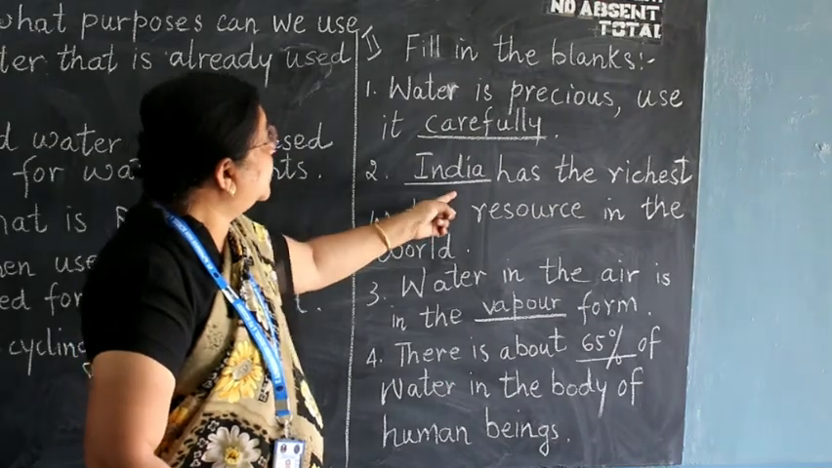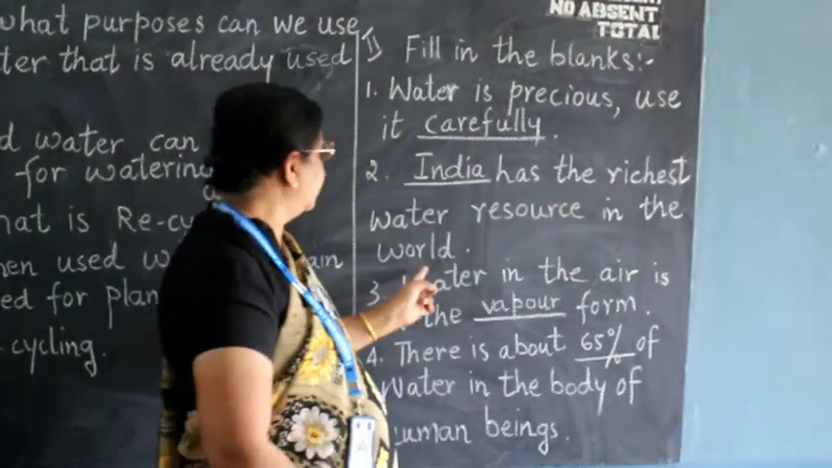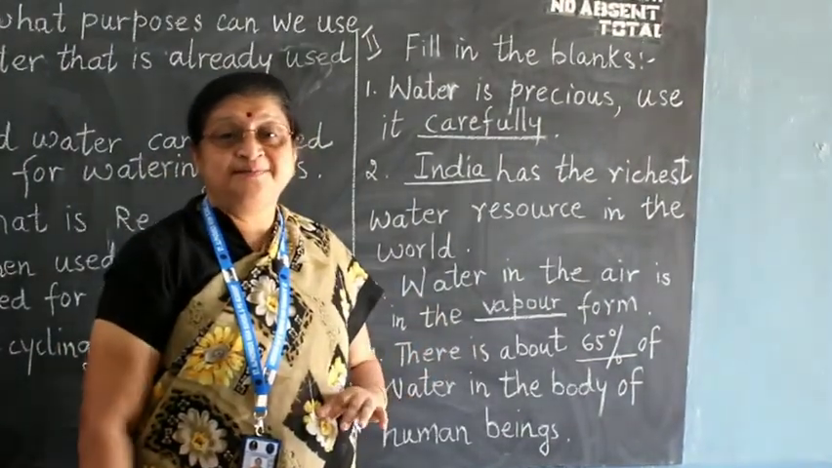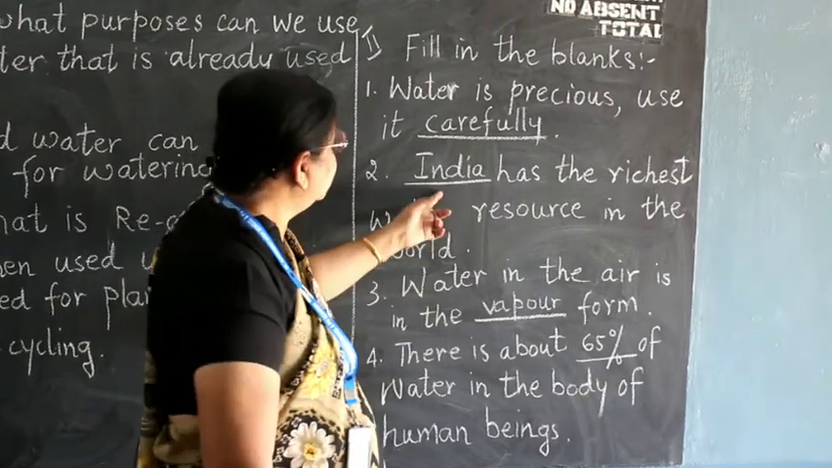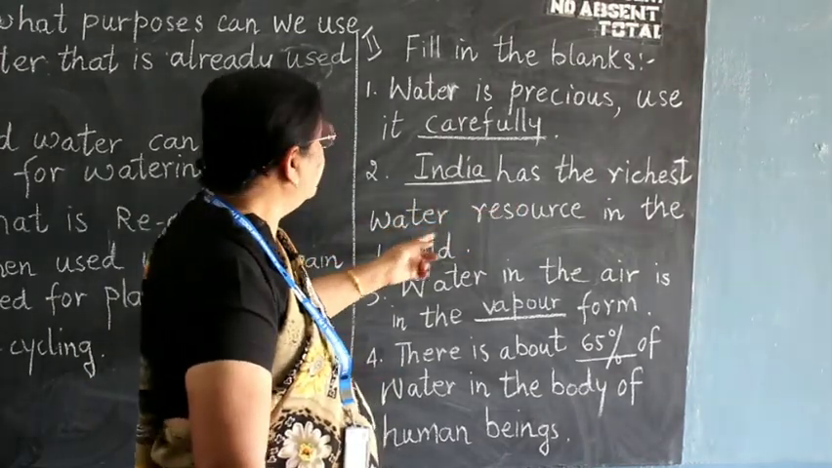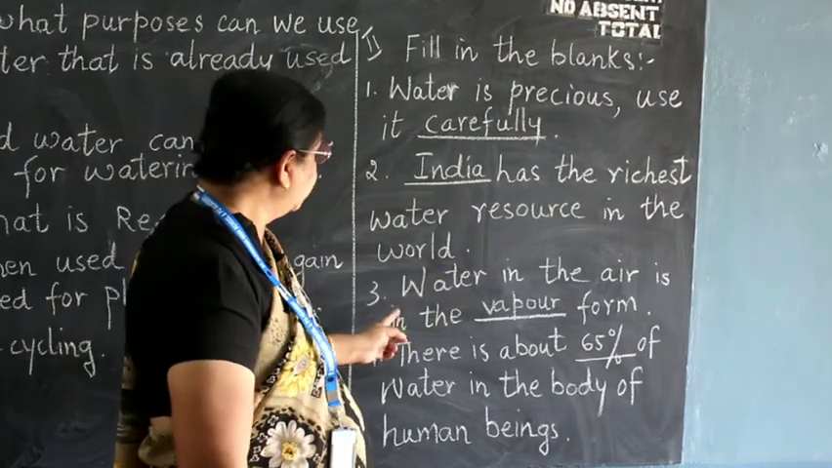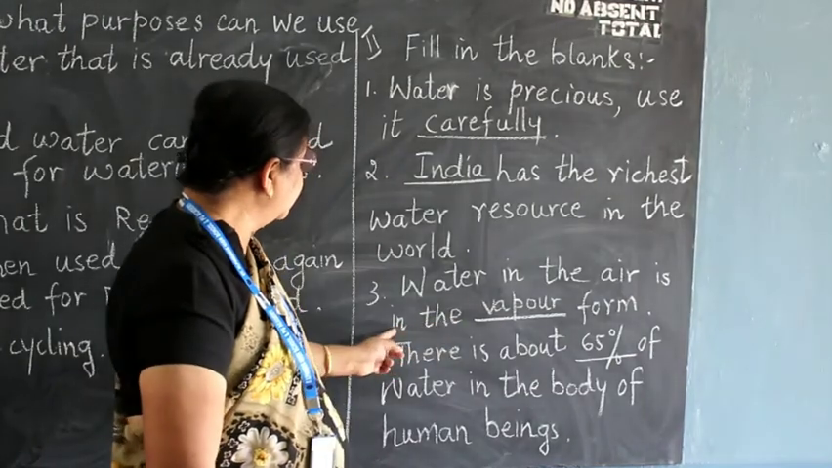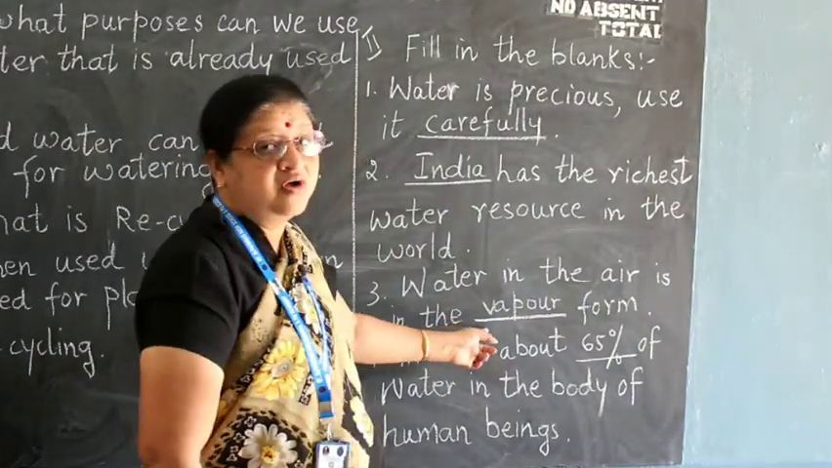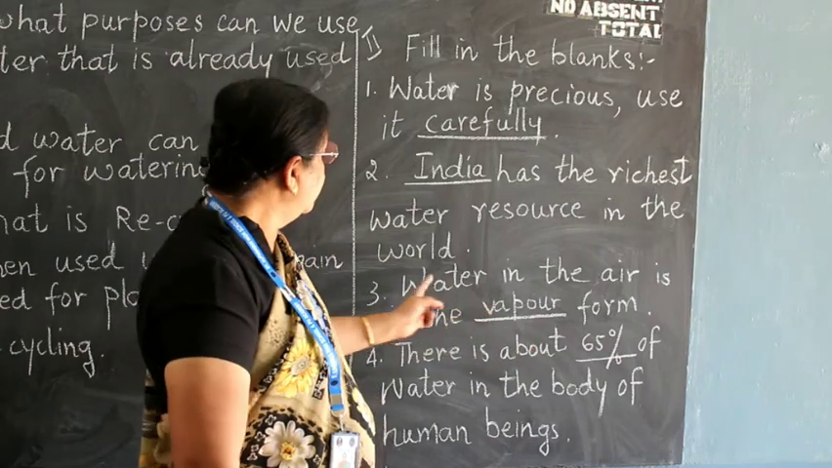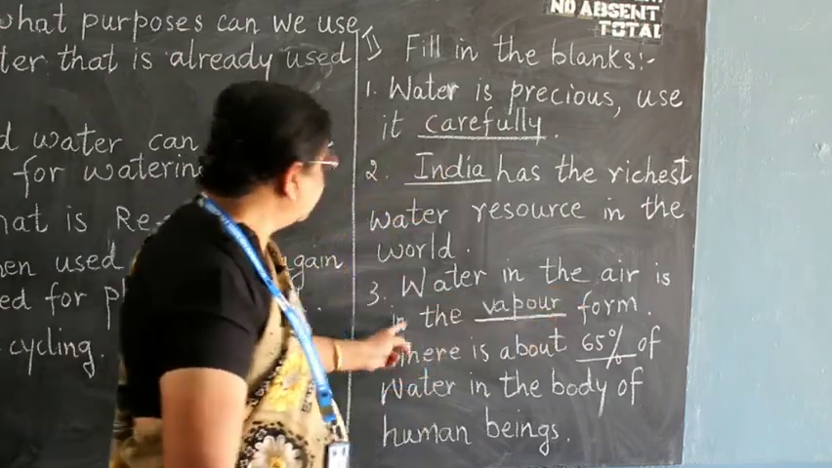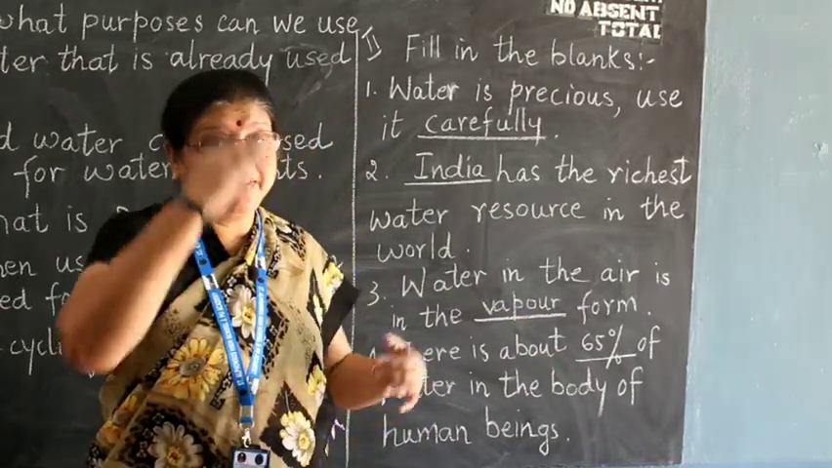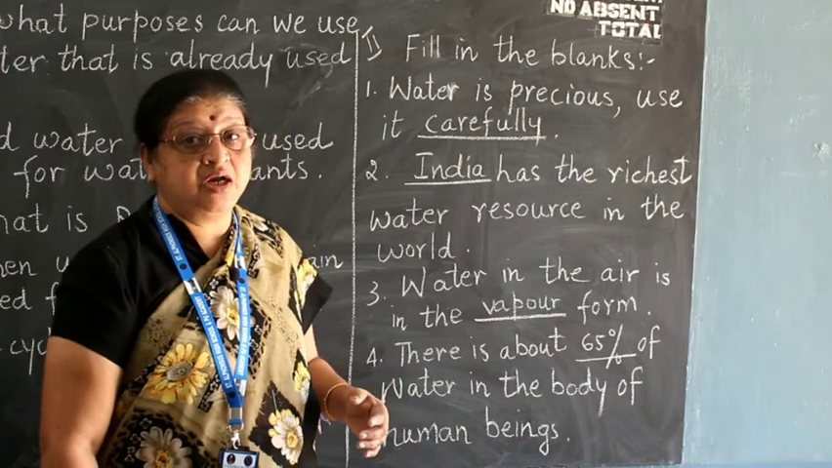Second one, dash has the richest water resources in the world. You know, no country has resources like water. Our India, that is, India has the richest water resources in the world. The next one, water in the air is in what form? In vapor form. So water in the air is in the dash form, in the vapor form. That is only becoming, after evaporation, clouds.